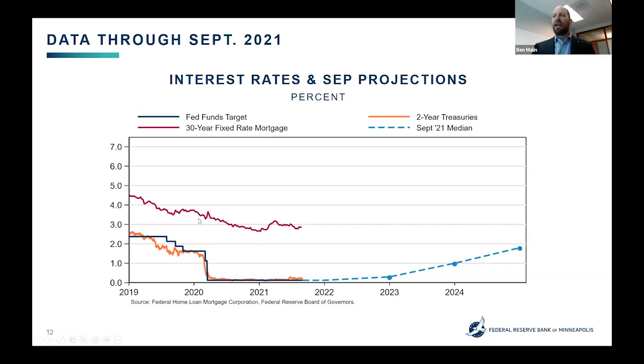The orange line and then the red line are 2 market interest rates. The orange line is the rate on 2-year treasury bills, so the rate at which the government can borrow from the public on securities that have a 2-year maturity. And so we see up through September 2021, it was very, very close to 0 and bounces around a little bit, a few basis points here and there from day to day, but it's around 0. The red line is the average rate on a 30-year fixed rate mortgage.